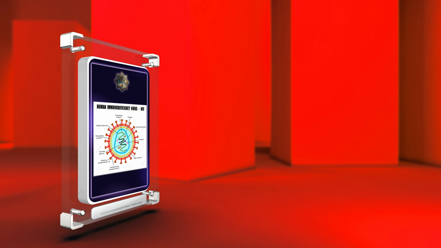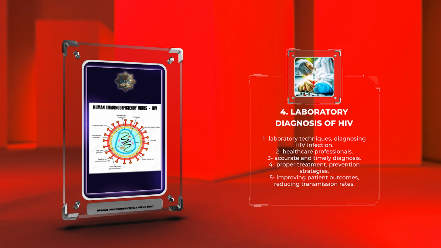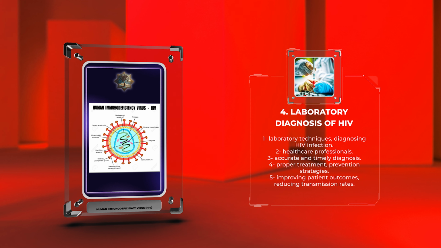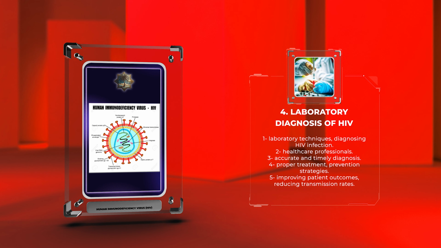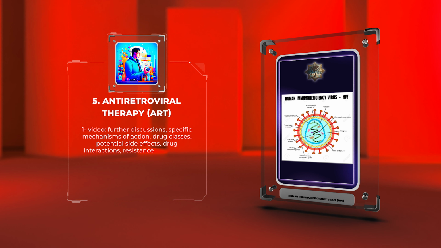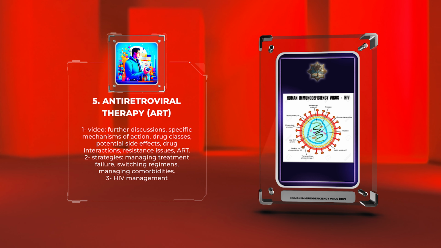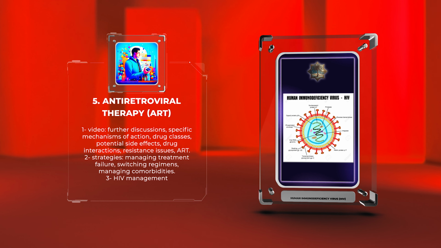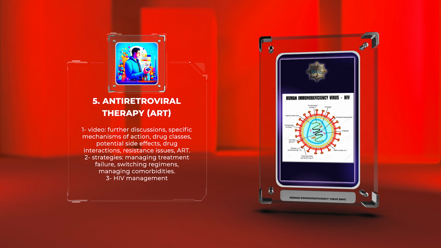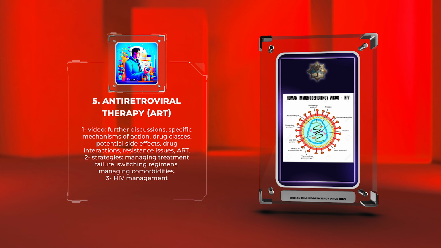Understanding the laboratory techniques used in diagnosing HIV infection is essential for healthcare professionals. Accurate and timely diagnosis allows for proper treatment and prevention strategies, ultimately improving patient outcomes and reducing transmission rates. The video will continue with further discussions on the specific mechanisms of action of the different drug classes, as well as the potential side effects, drug interactions, and resistance issues associated with ART. Additionally, strategies for managing treatment failure, switching regimens, and managing comorbidities will be explored. Stay tuned for more information on this vital aspect of HIV management.